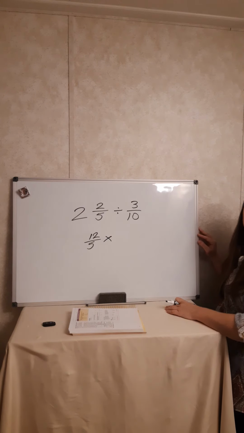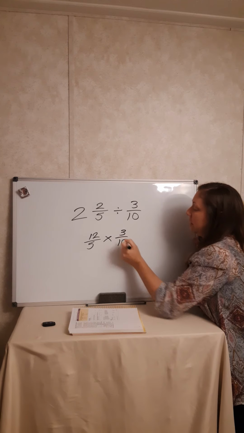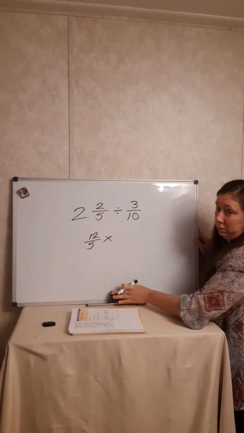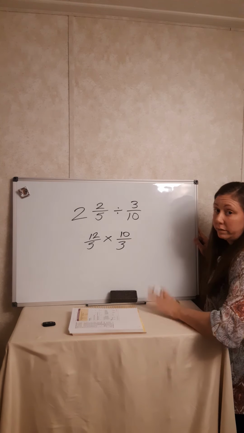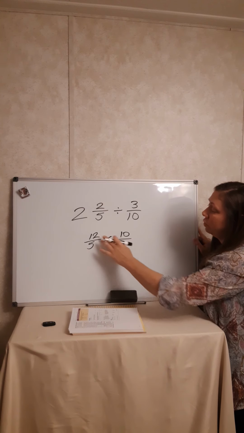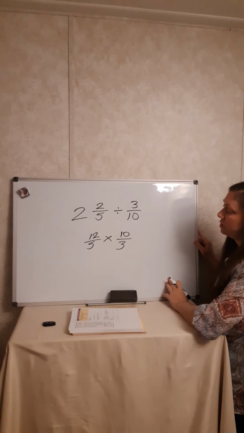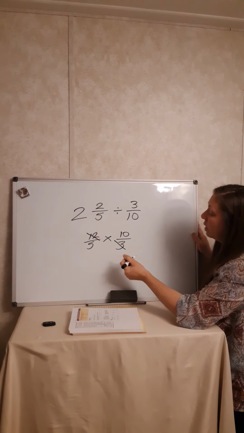Flip that second fraction. Okay, it becomes 3/10. Oh, I'm sorry, not 3/10. Sorry about that. It'd be 10/3. Apologize for that. So 12/5 times, and we flip that fraction, becomes 10/3. I can reduce, or I can cross cancel.